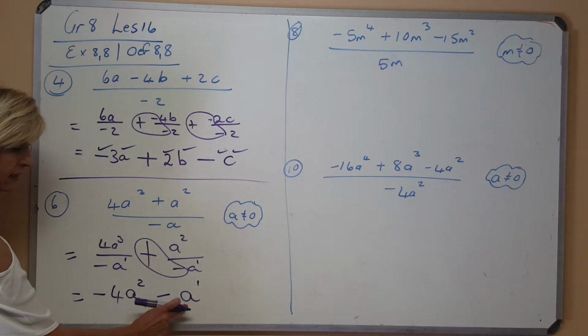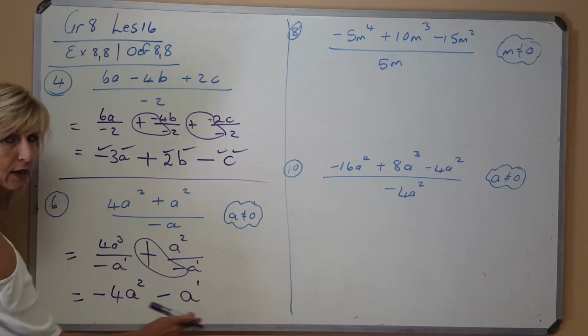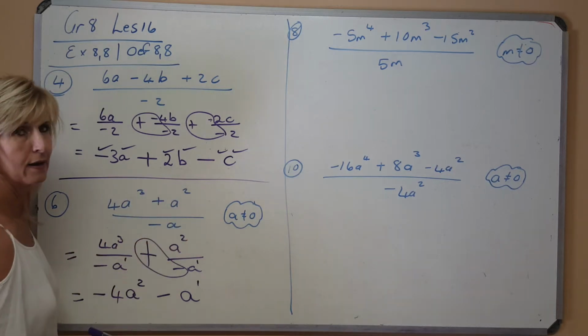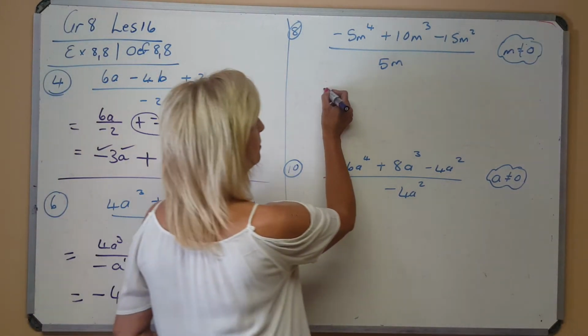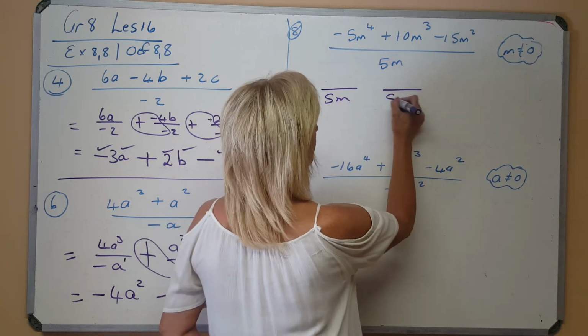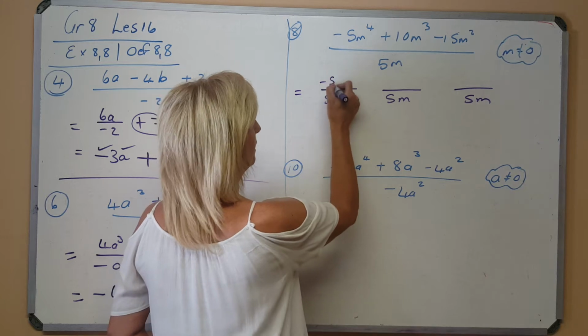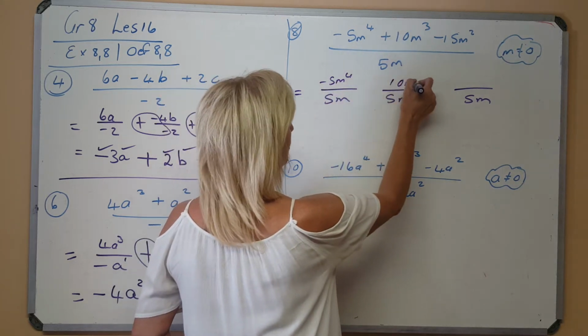Hoekom kan ek nie verder nie? Want dis ongelyksoortig. I can't go further because it's unlike terms. So it's the same principle over and over and over. Hier is 3 terme wat elkeen op 5m moet gaan staan, and I write all those at the top. With what in the middle?